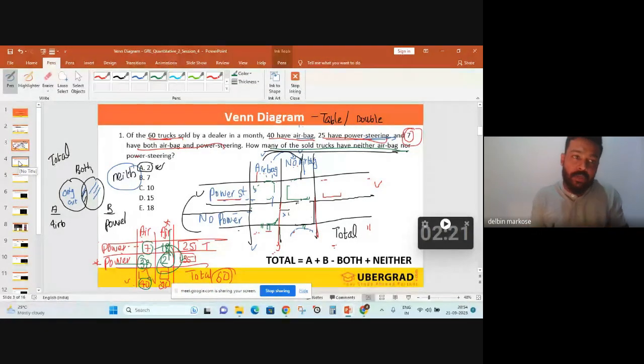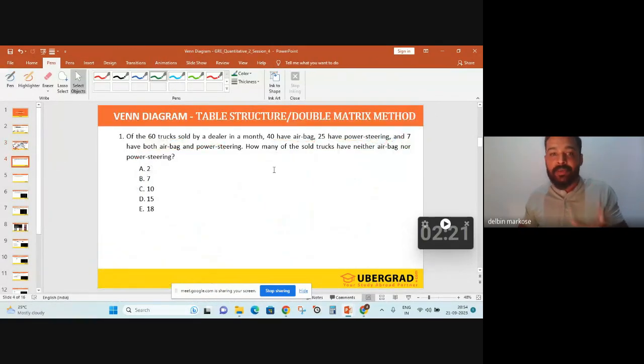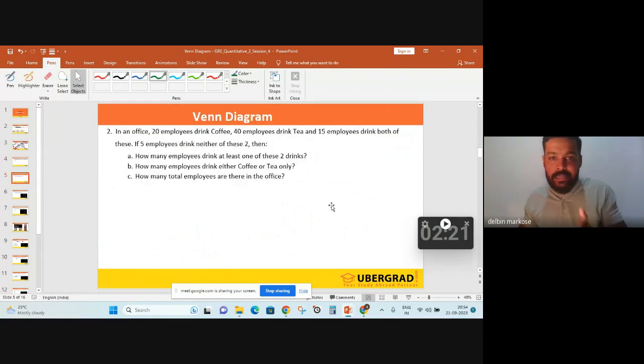So I try to follow the table structure. It's up to you. If you're comfortable with the circle, try to do that. If you are struggling, make sure that you try to do the question with table structure. Okay, let's try to solve this question.